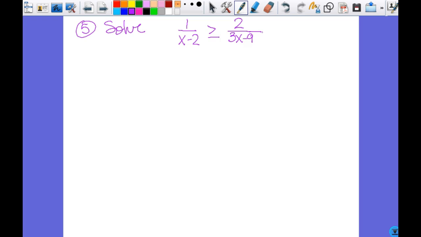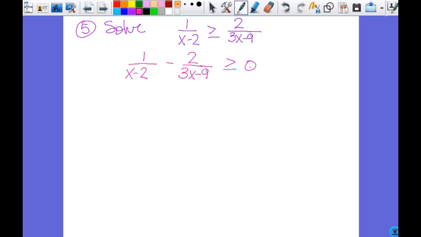So in order to do this, I first need to get it all on one side of the inequality. It's going to be much better if we always move it all over to the left. So this is going to give me 1 over x minus 2 minus 2 over 3x minus 9 is greater than or equal to 0. Remember, we're not clearing the fractions like we did before. We just need to get a common denominator.